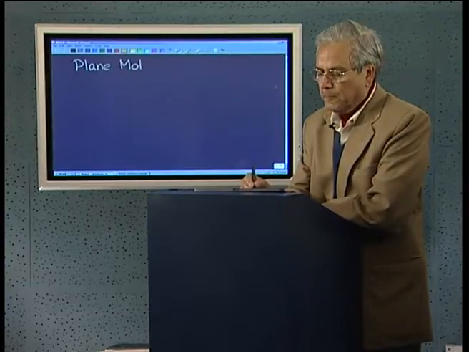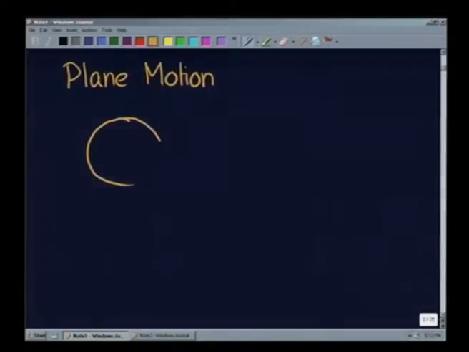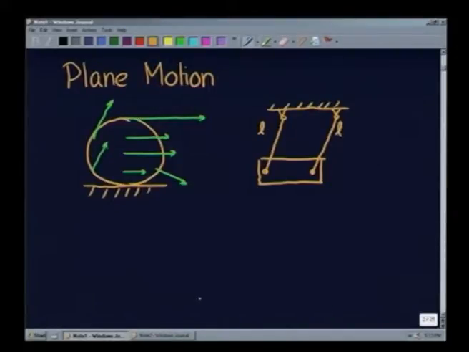What are the typical examples? Say a wheel rolling on a horizontal surface. Here you know that the velocities of different points will be different, but they will all be lying in parallel planes. Similarly, we can have another example. If you hinge an object and suspend it by two equal links, then again we know that this object will undergo a motion which you can call plane motion.